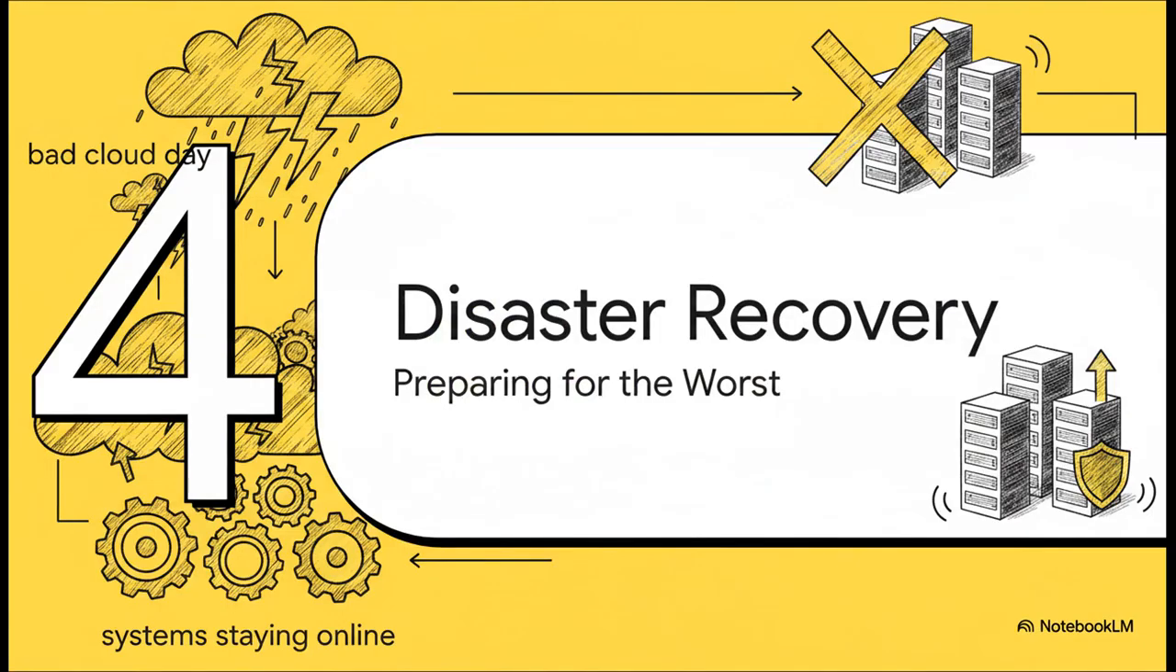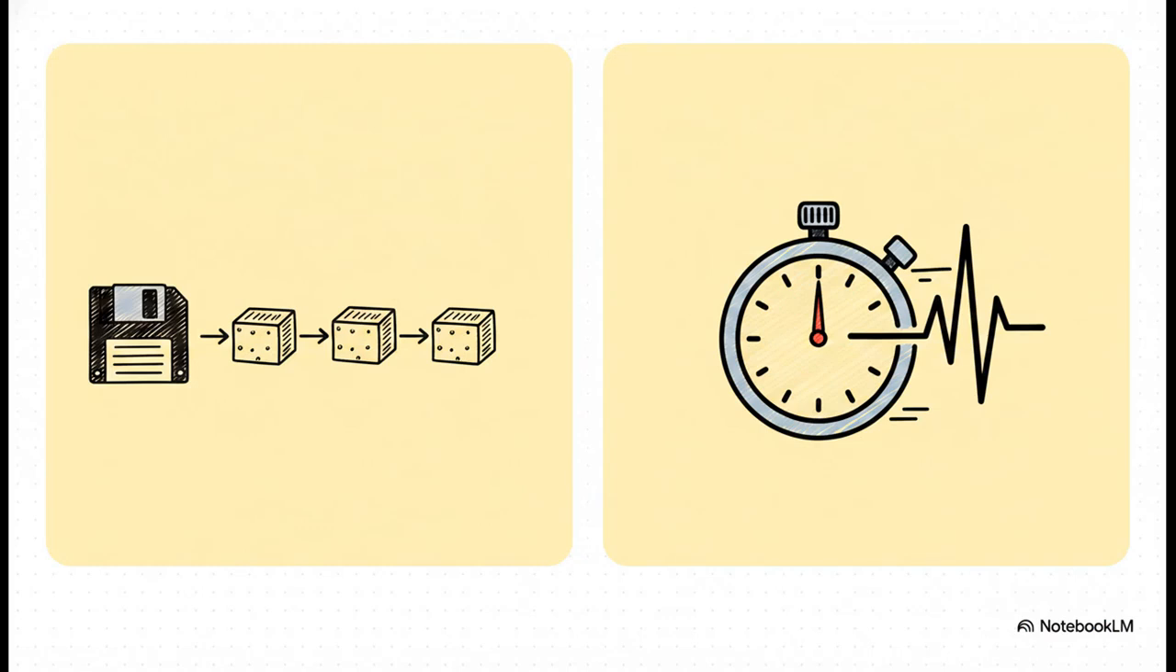All right, on to Pillar 4, disaster recovery strategies, preparing for the worst. Because what happens when the cloud itself just has a really bad day? We need to make sure our systems stay online, even if an entire AWS availability zone or region fails. Before we even think about building a DR architecture, we've got to get our constraints straight. That means understanding RPO versus RTO.